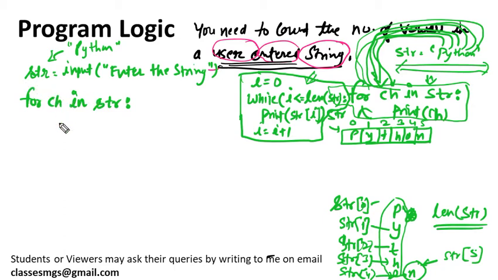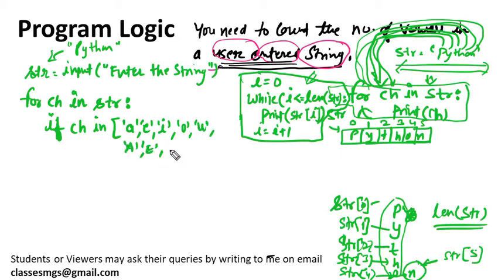the ch, and if this ch is found, if ch in this list: a, e, i, o, u, then capital A, capital E, capital I, capital O, capital U. If this character is found in this list of characters, then the in operator will return true, in operator you should know. And if this character is not found in this list, then it will return false.